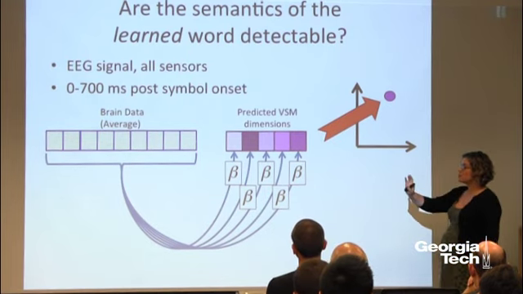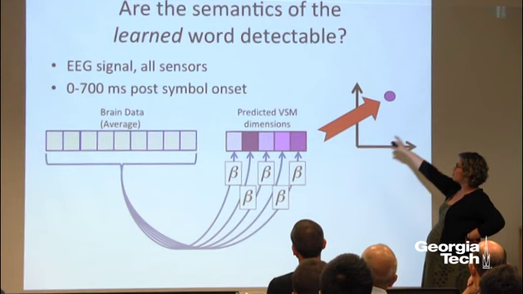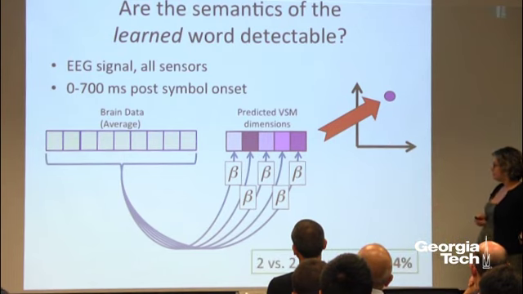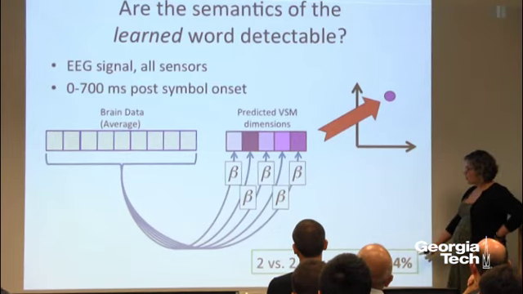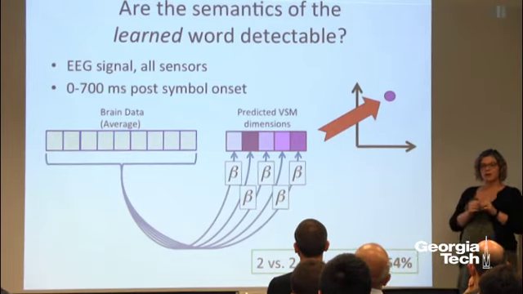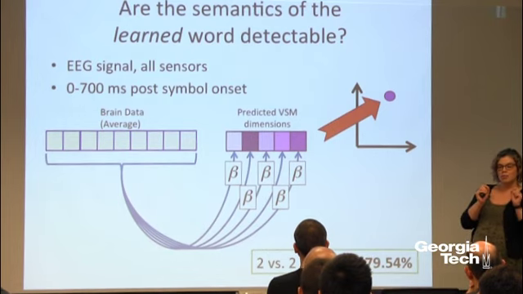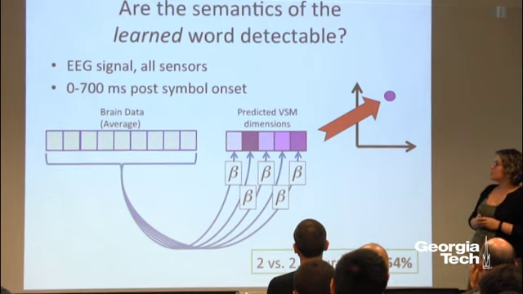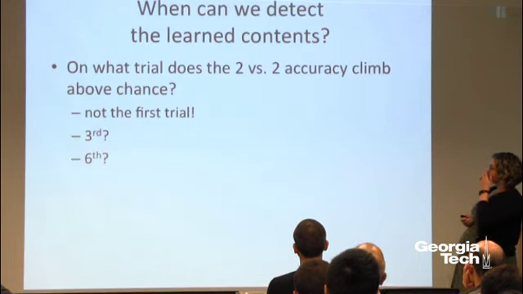Just like we talked about before, we take the brain data, pass it through a model, and predict a point in the vector space. It turns out using this task setup, we get almost 80% accuracy. So we're able to tell what word a person is thinking of when they're doing this symbol learning task. This was surprising to me and exciting, but there are lots of follow-up questions.